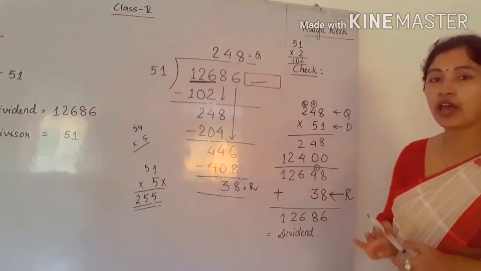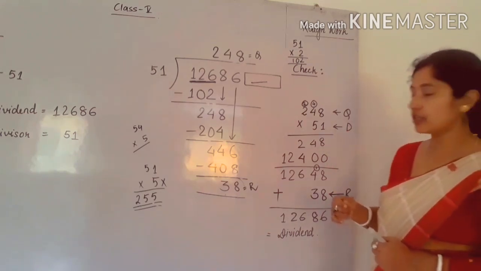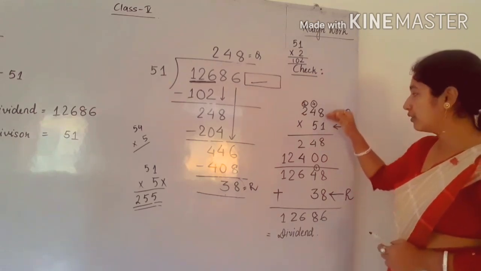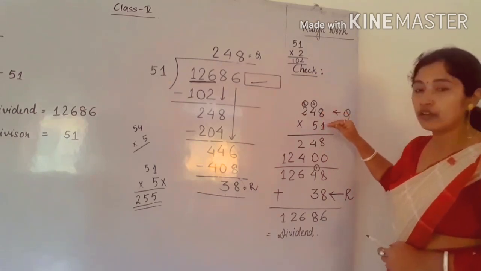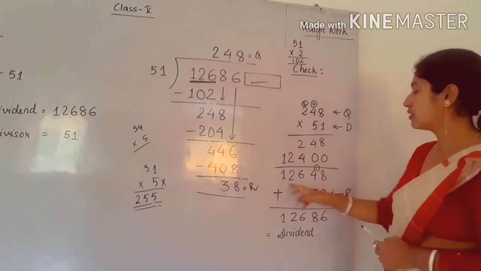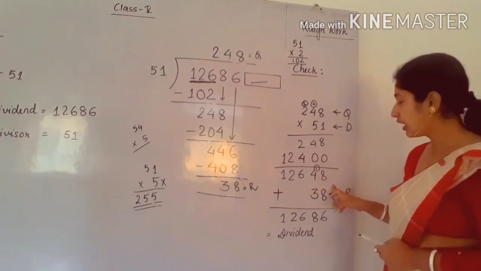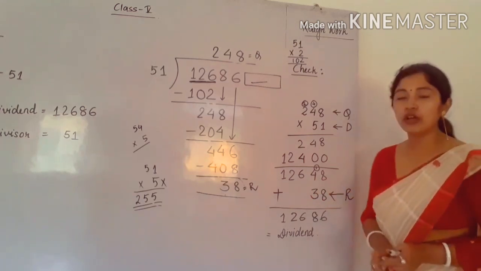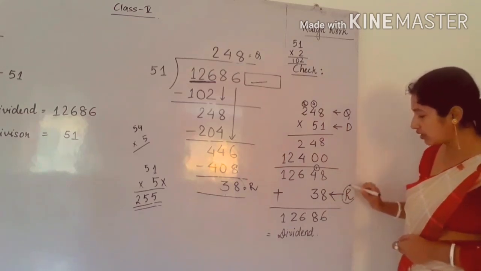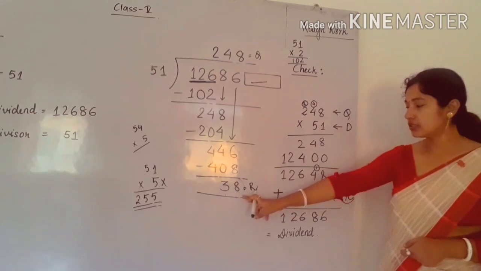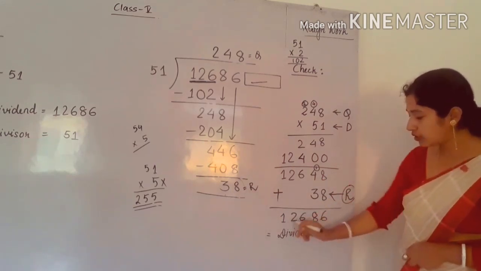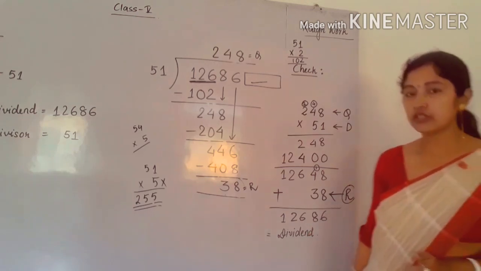I have already discussed the multiplication process in my last lecture, so I will not repeat it. You can do it easily. Multiply 248 with 51 and you will get 12,648. After that, you have to do addition, adding the remainder, and our remainder is 38. From this division process we got 38. After adding, I got 12686.